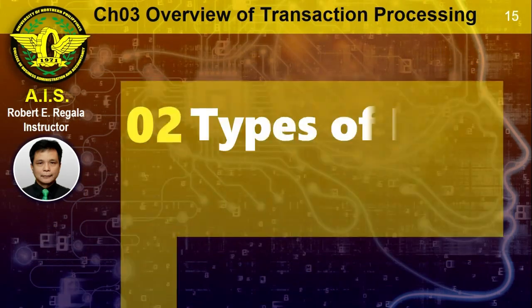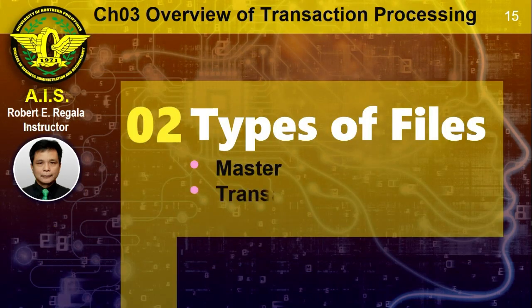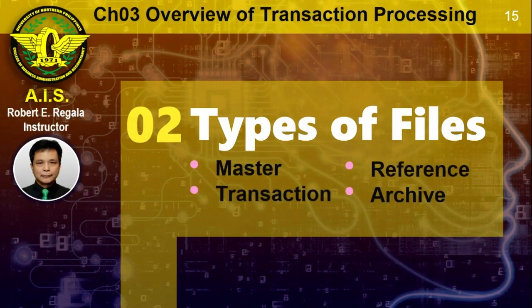Types of files. Audit trails in computer-based systems are less observable than in traditional manual systems, but they still exist. Accounting records in computer-based systems are represented by 4 different types of digital files: master files, transaction files, reference files, and archive files.